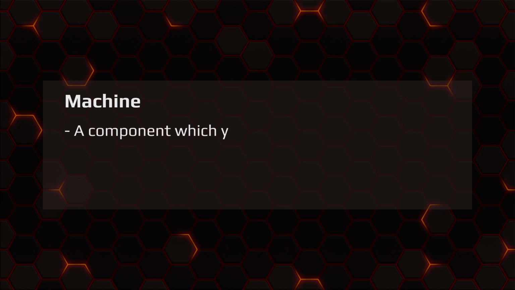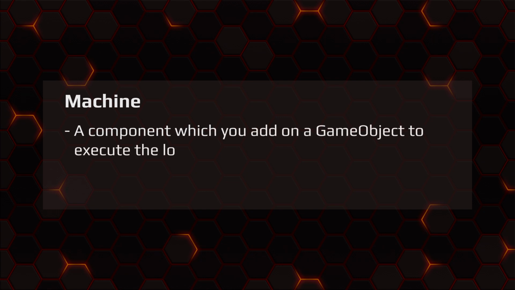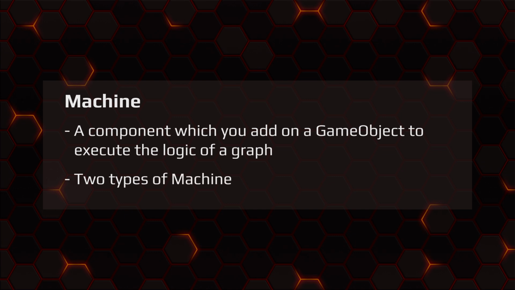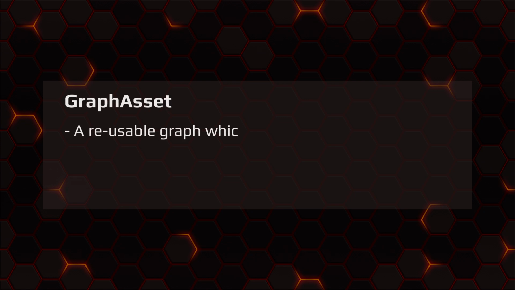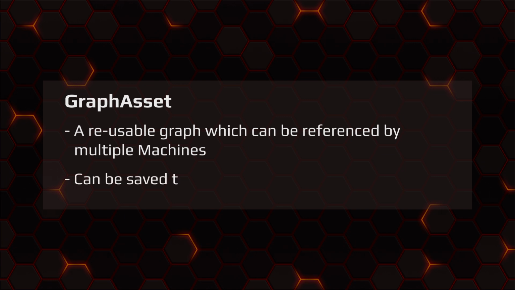Machine is a component which you can add on a game object to execute the logic of a graph. There are also two types of machine, script and state machine. And graph assets is a reusable graph which can be referenced by multiple machines and saved to a persistent storage.